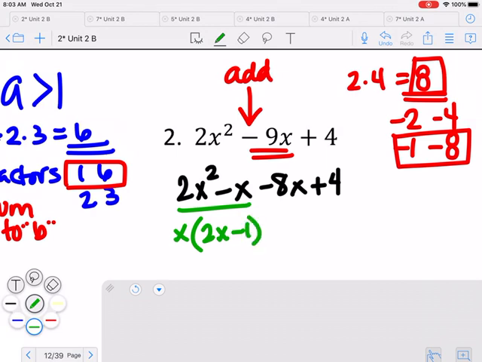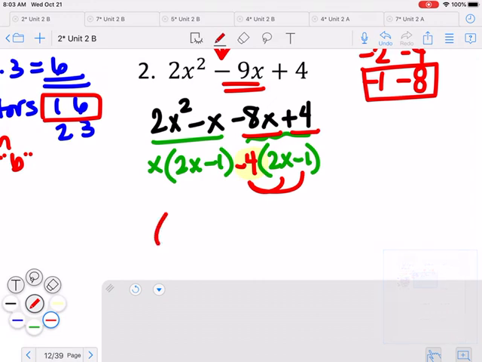And I have a little hint for you. On this, when you do the second pair, you can just copy down whatever's inside of those parentheses, 2x minus 1. And then now I just have to think about what would have to sit in front there so that it would distribute to give us negative 8x plus 4. So that would be a negative 4. Negative 4 times 2x is negative 8x. Negative 4 times negative 1 is plus 4. So now our answer is 2x minus 1 times x minus 4.